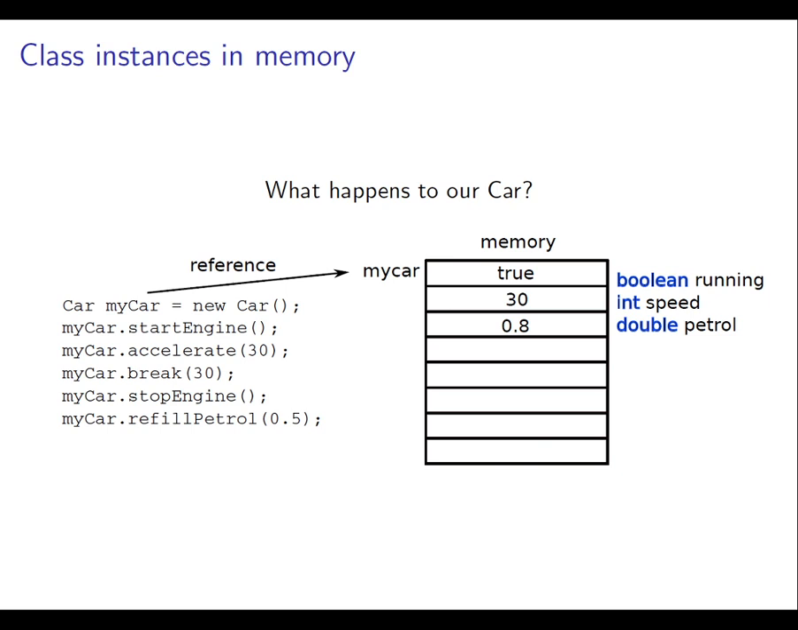Now this is very similar for objects. So here's a corresponding picture for myCar. When we create a new car object called myCar, what's happening is there's a chunk of memory allocated, and in that memory is stored the current values of the attributes of this object. So for example, the fact that the current value for the Boolean attribute running is true, the current value for the integer speed is 30, and so on. And then as the program proceeds, the values of those attributes that are stored in the memory that corresponds to the reference myCar may change.